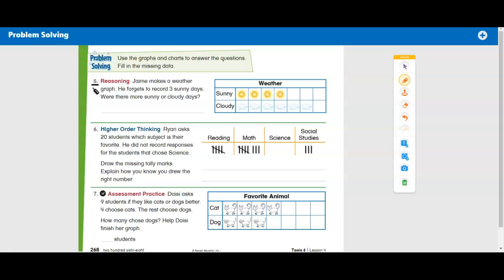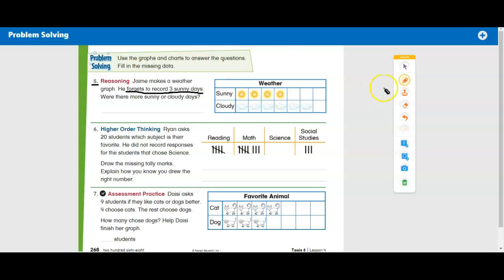Number 5 says reasoning. Jamie makes a weather graph. He forgets to record 3 sunny days. Were there more sunny or cloudy days? When we look at our picture graph here, we see it says weather, then there is a category for sunny and cloudy days. It's important to remember that Jamie forgot to record 3 sunny days.